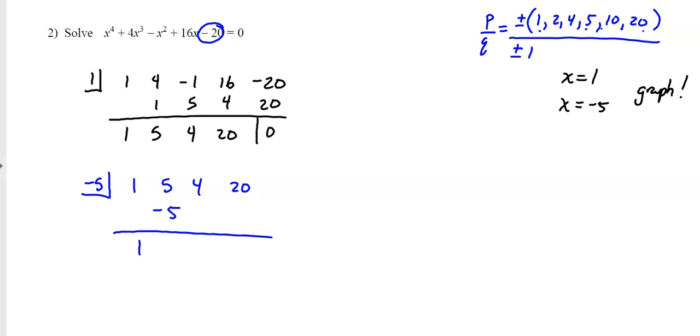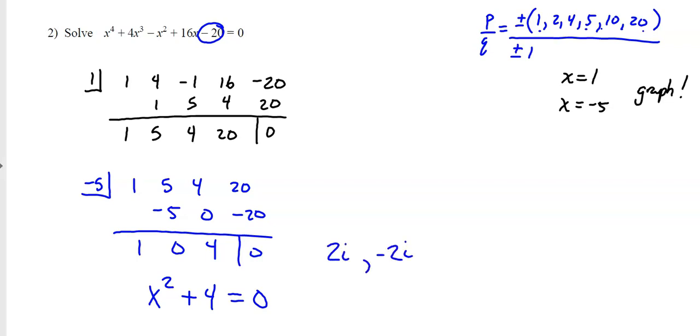So slide it, add it, 0, 4. Oh, this one looks like it's actually going to be the same. X squared plus 4 equals 0, which is going to save me a little bit of work because I already know that it's going to come out to be 2i and negative 2i. So those are my zeros. I have x equals 2i, x equals negative 2i, x equals 1, x equals negative 5.